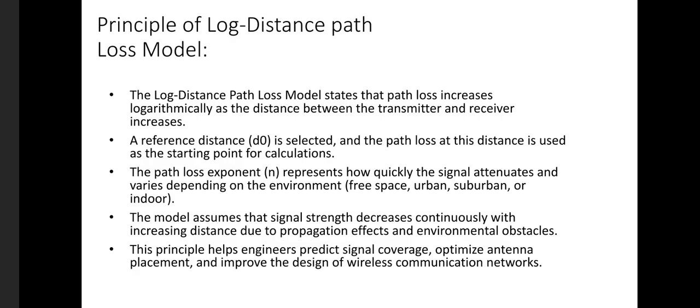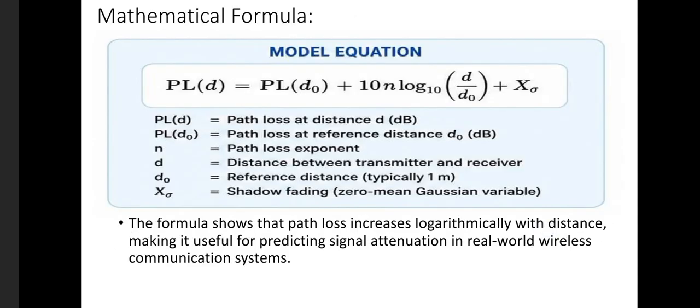The log distance model states that the path loss increases logarithmically as the distance between transmitter and receiver increases. After a distance d naught, the path loss is used as the starting point for calculation, and this model assumes that signal strength decreases continuously with increase in distance due to propagation effects and environmental obstacles. This helps engineers predict how the signal is covered between different areas, how to optimize the antennas, and how to improve the designs of wireless communication networks.